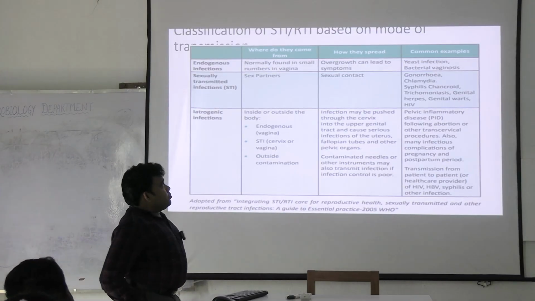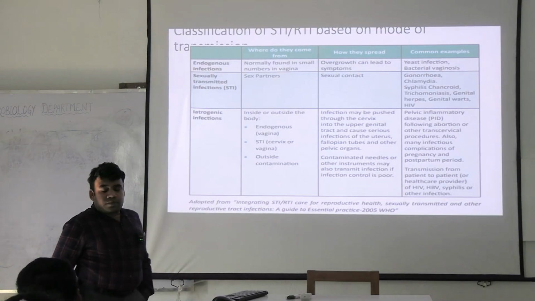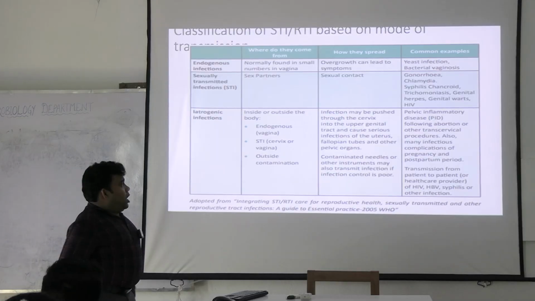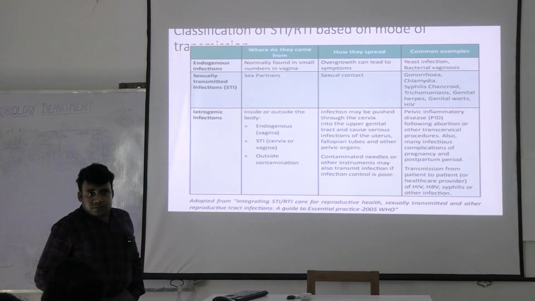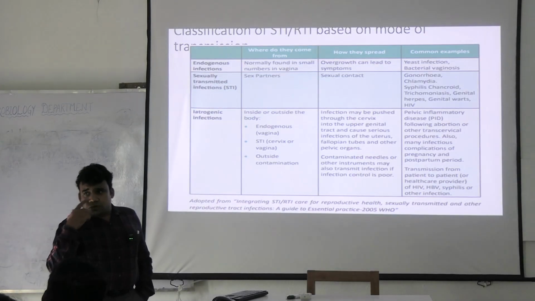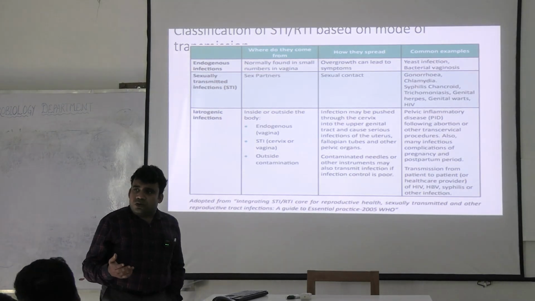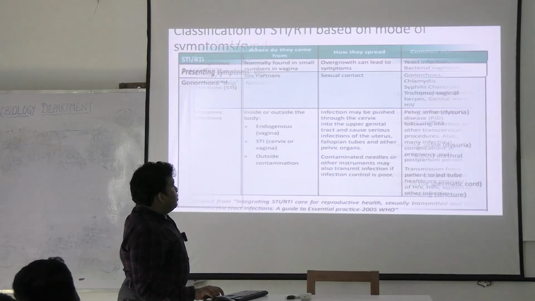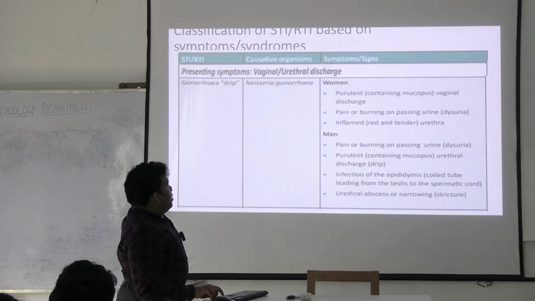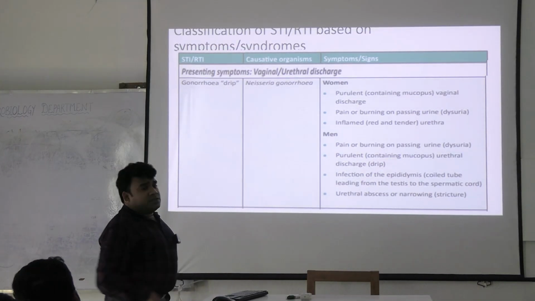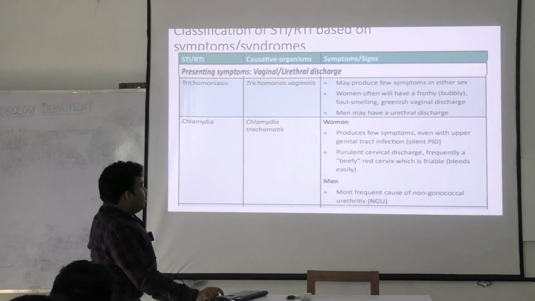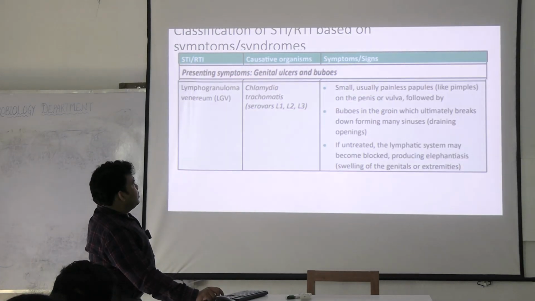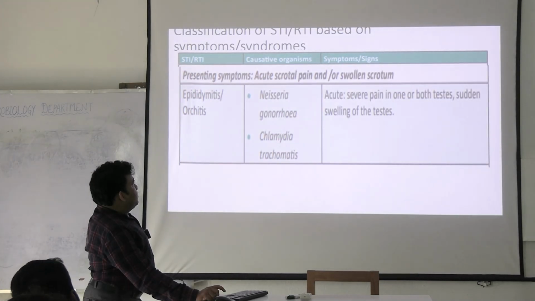Now, regarding the STIs, how these STIs can spread, either through endogenous or exogenous. I think most of the diseases have already been taught to you, so I'm not delving into all this right now. Coming back to the manifestation, these you already know. In gonorrhea there will be drips, in chlamydia there will be various manifestations. Let us move beyond all this.